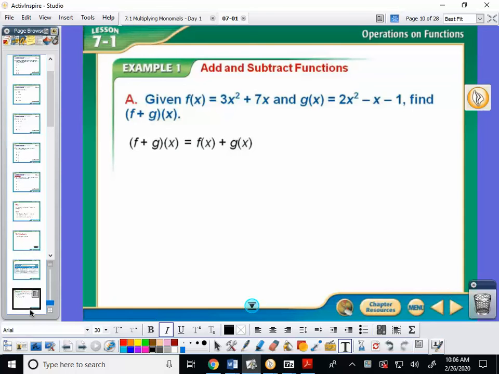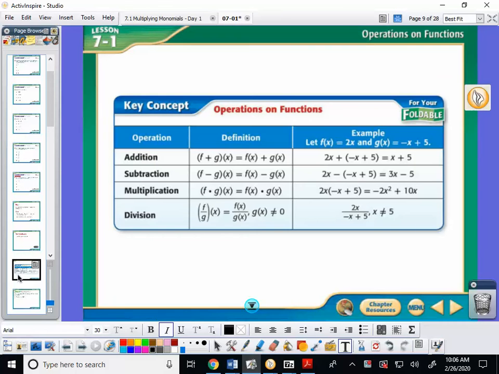Okay, so on your notes handout, we'll start with that table there. We are going to again be adding, subtracting, multiplying, and dividing functions, and this table is just showing you what they mean. So if we're adding two functions, it's going to look like this. It would say f plus g of x. What that means is we're going to take our f function plus our g function.